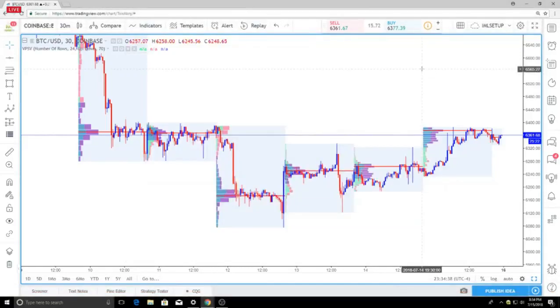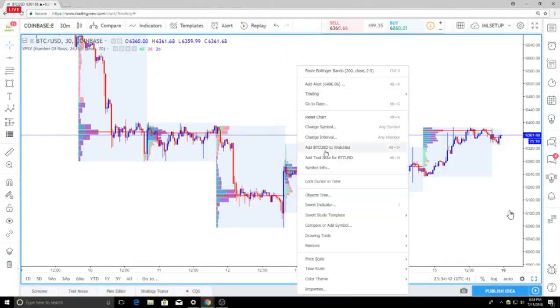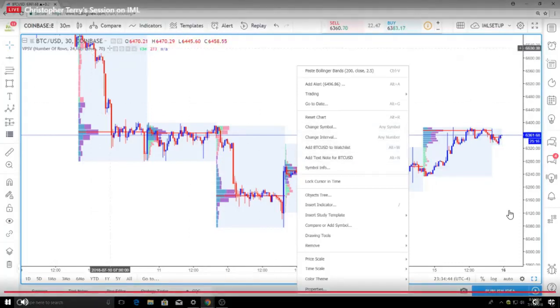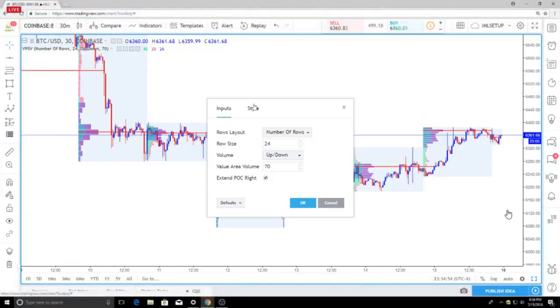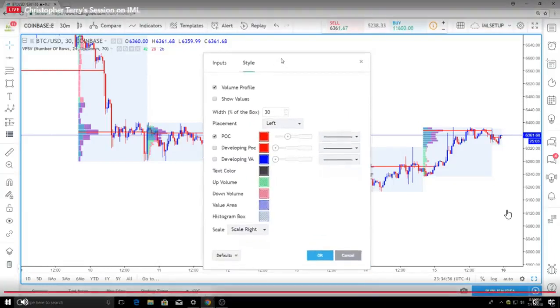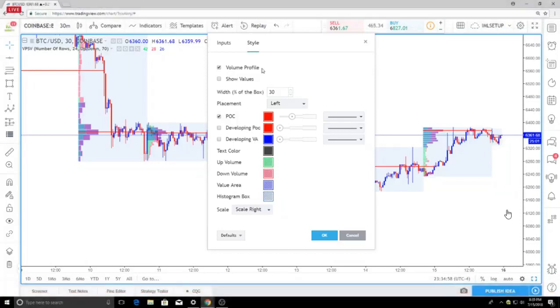Profile. When you get there, this is the net result you want. But we're going to go right here. In the input section, number of rows 24, up and down 70. Extend POC right, and then style. Okay, style: volume profile.